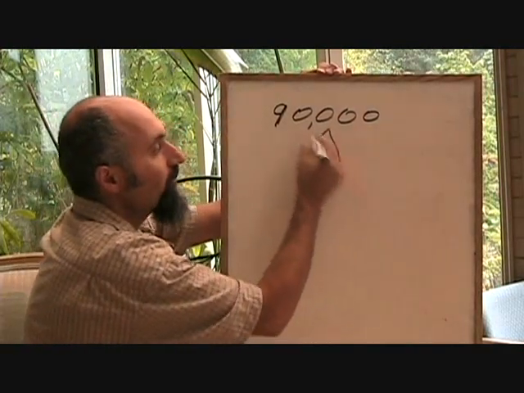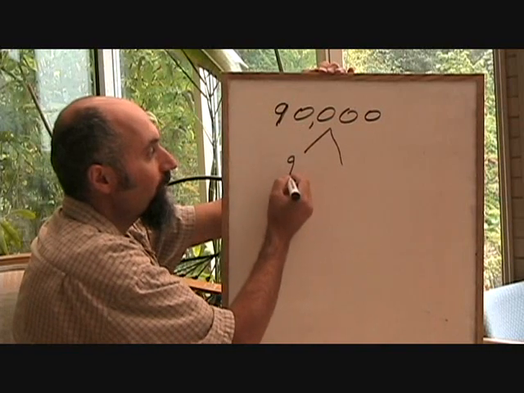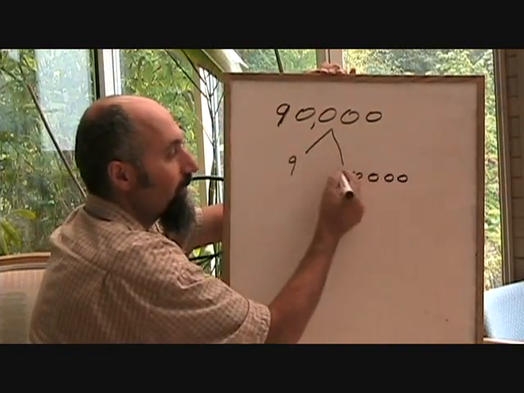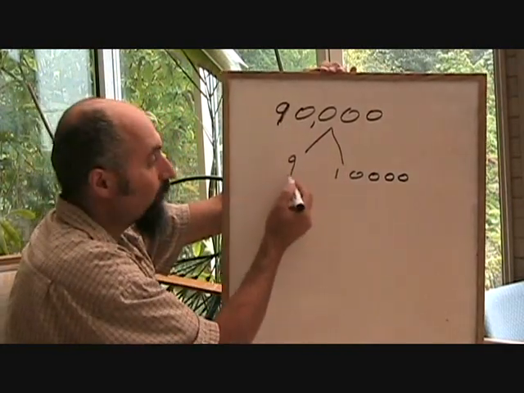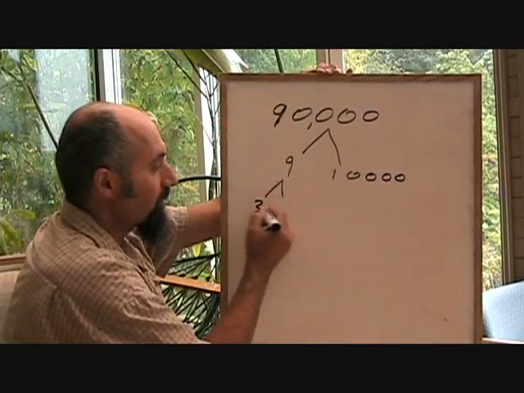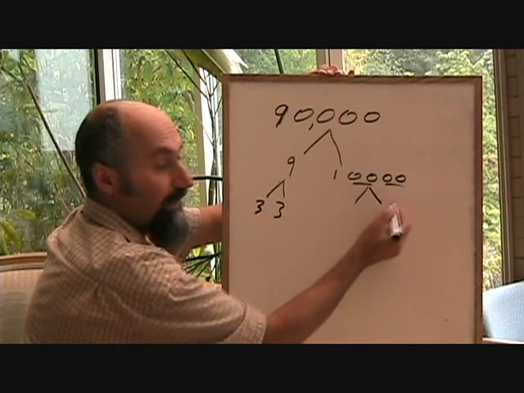So what you do, if you get any number like this, the best way to do it is take the number by itself over here and take all the zeros, 1, 2, 3, 4, and you put a 1 in front of it. If this was 29, you would have put 29 here and 10,000 over here. Now 9 is just 3 times 3. 10,000 is 100 times 100.